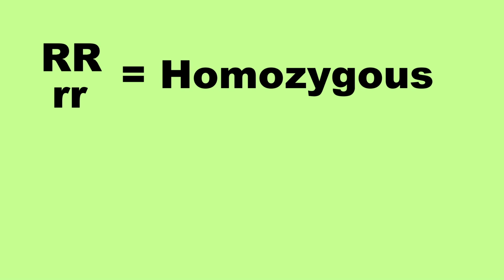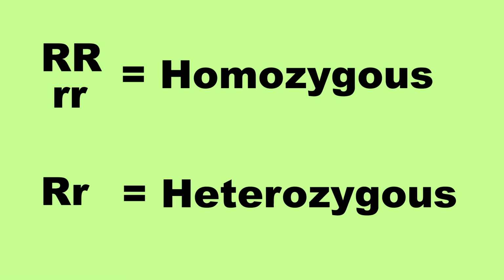So capital R, capital R, that's two of the same allele, is called homozygous. Lowercase r, lowercase r, which is also two of the same allele, is called homozygous as well. So if it's two of the same alleles, you would call it homozygous. But with capital R, lowercase r, which is two different alleles in the same locus, it's called heterozygous. So two of the same alleles are homozygous, and two different alleles are heterozygous.